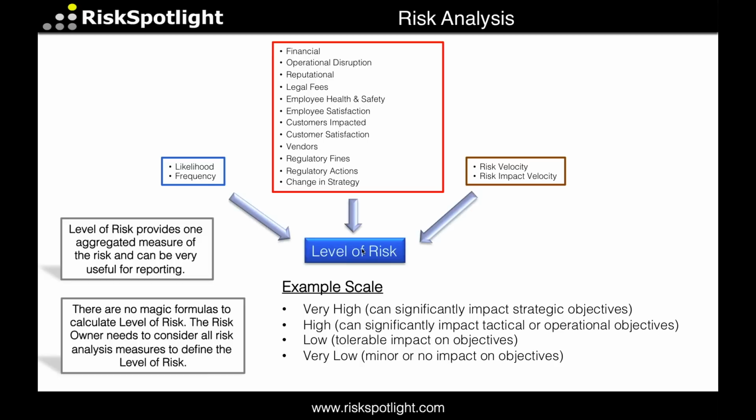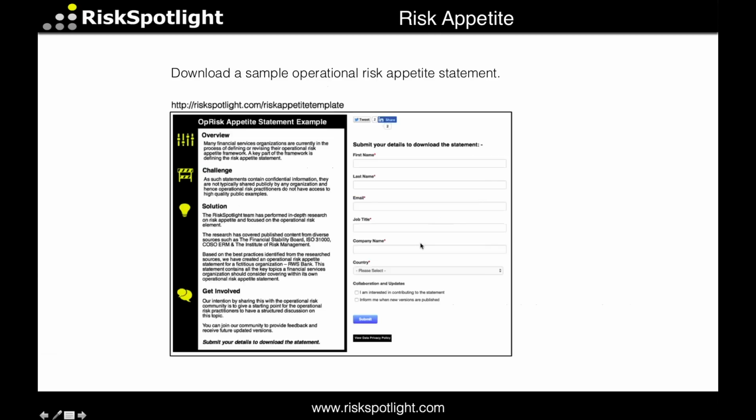A lot of organizations who were using those formulas have now reverted to using expert judgment, where somebody who knows about that risk will look at all the information which is available, and then that person or a group of experts decide whether that risk level is high or very low. Okay, so there is no magic formula there.